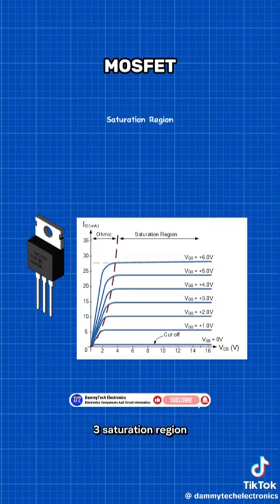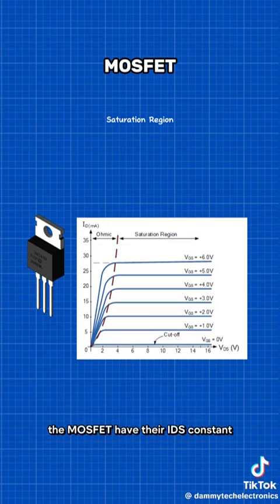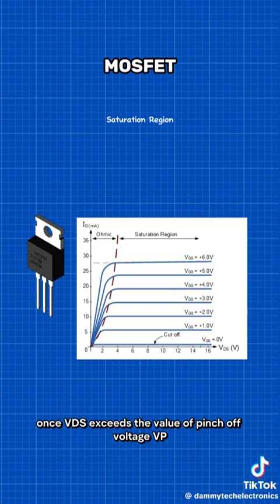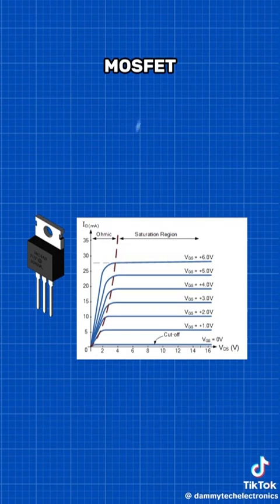3. Saturation region. In the saturation region, the MOSFETs have their IDS constant in spite of an increase in VDS, which occurs once VDS exceeds the value of pinch-off voltage VP. Under this condition, the device will act like a closed switch through which a saturated value of IDS flows. As a result, this operating region is chosen whenever MOSFETs are required to perform switching operations.